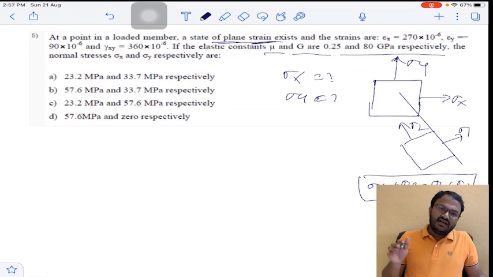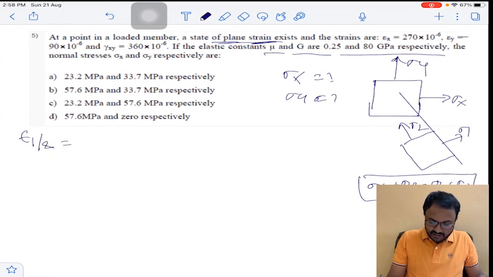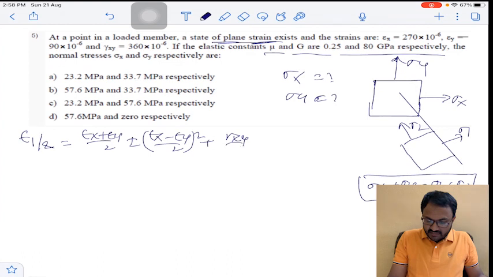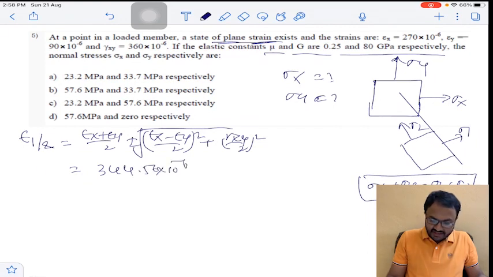First of all, by using strain in x direction, y direction and shear strain, we can calculate major principal strain and minor principal strain. So major principal strain E1 or minor principal strain E2 is equal to (Ex plus Ey) by 2 plus or minus the square root of ((Ex minus Ey) by 2) whole square plus (gamma xy by 2) whole square. Okay, so you will get E1 is equal to 344.56 into 10 power minus 6. This is major principal strain. And E2, minor principal strain, is minus 164.56 into 10 power minus 6.